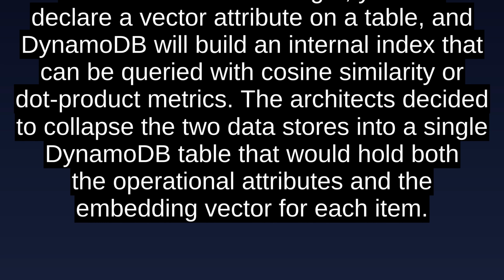The team's breakthrough came when they discovered that DynamoDB now supports native vector search. Instead of treating vectors as an afterthought, you can declare a vector attribute on a table, and DynamoDB will build an internal index that can be queried with cosine similarity or dot product metrics. The architects decided to collapse the two data stores into a single DynamoDB table that would hold both the operational attributes and the embedding vector for each item.